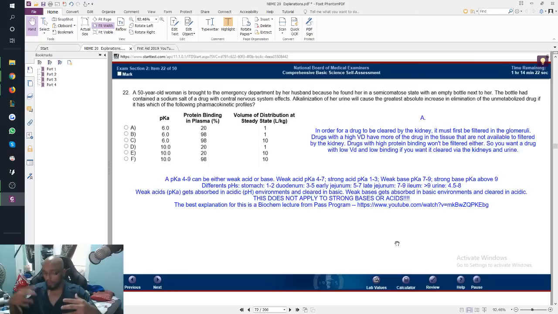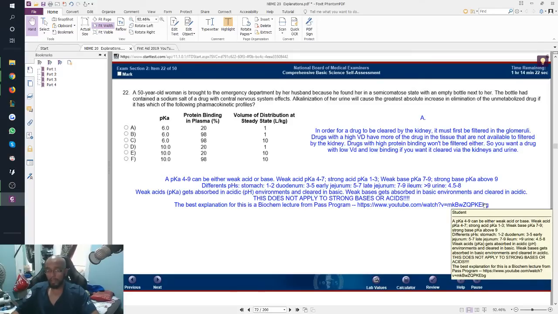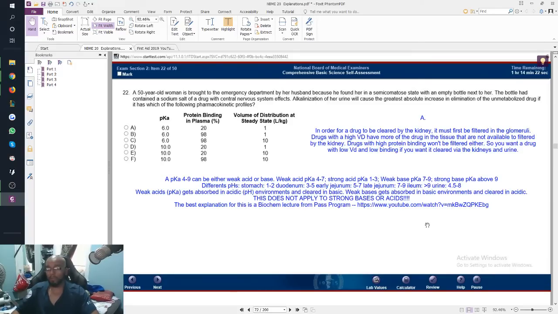But weak acids and weak bases, you can clear them out by combining them with the opposite thing. The best explanation for this is a biochem lecture from the past program on this YouTube link. So if you want to check it out, you can. The past program does have a couple videos that are really, really good.